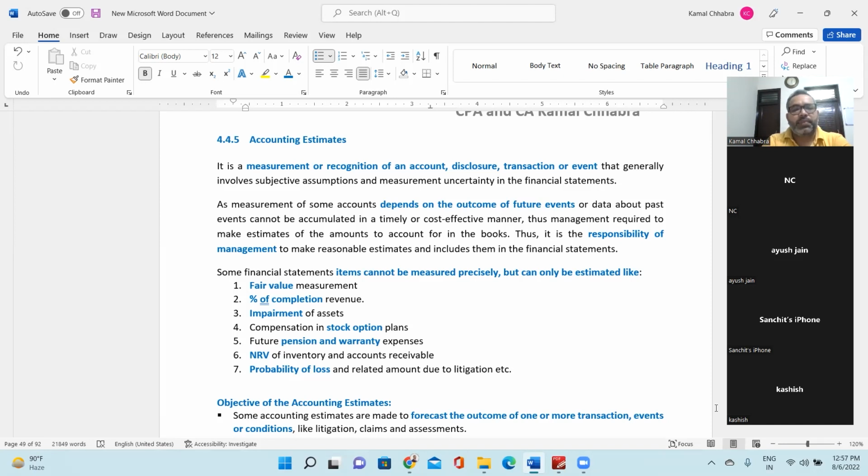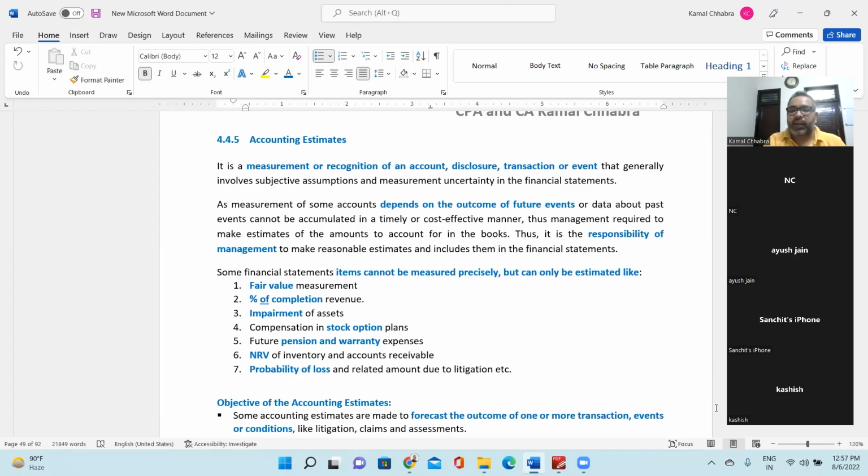Okay. Right. As the measurement of some of the accounts depends on the outcome of future events, or data about past events cannot be accumulated in a timely, cost-effective manner, management is required to make an estimate of the amount to account for in the books. Thus, it is the responsibility of management. Keep in mind, accounting estimates are the primary responsibility of the management, to make reasonable estimates and include them in the financial statements.